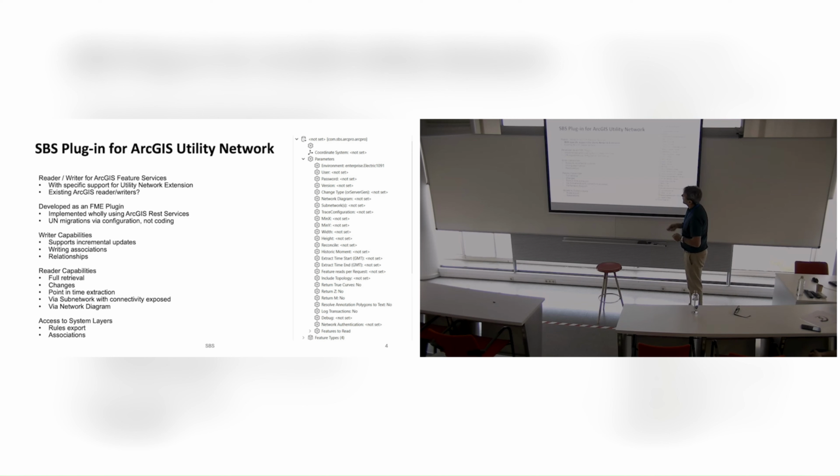It uses the ArcGIS REST services directly. It's not using the C# interfaces. The writer capabilities support incremental updates, writing of associations. For the reader capabilities, you can either read all the data, or just changes. You can read data from network diagrams. You can do subnetwork traces and then read the data by tracing the network and then reading that information, with the network connectivity all built into it as well. So it gives you lots and lots of ways of getting to the data and writing to the data, and the various configuration parameters there.